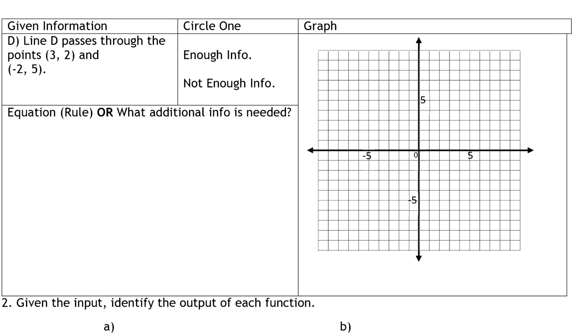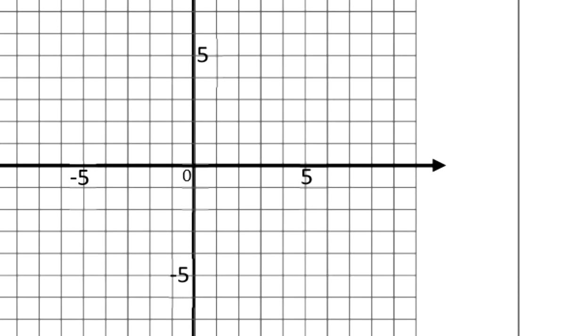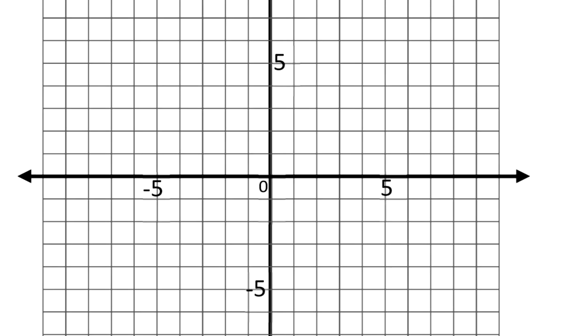This time we're told that a line passes through 2 points, where one of them is at (3, 2), and the other one is at (-2, 5). So let's go ahead and look at the point that goes through (3, 2). That's going to be over 3 and up 2 units. And our other point would be back 2 and then up 5. So (-2, 5) was our secondary point.